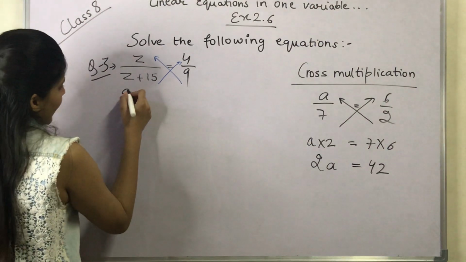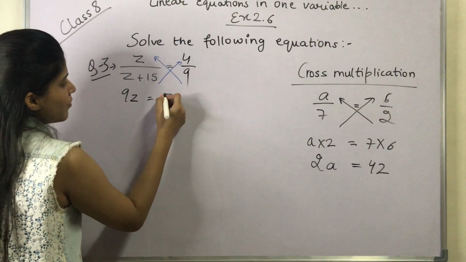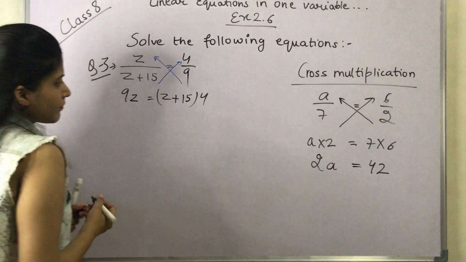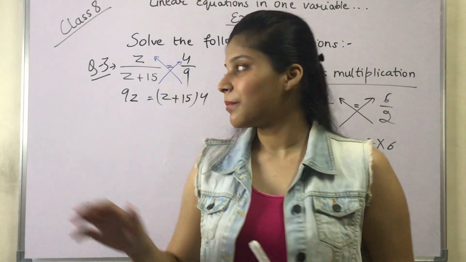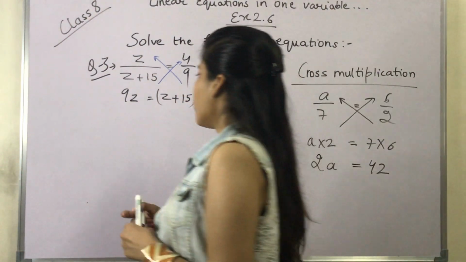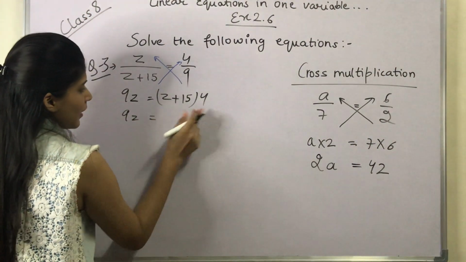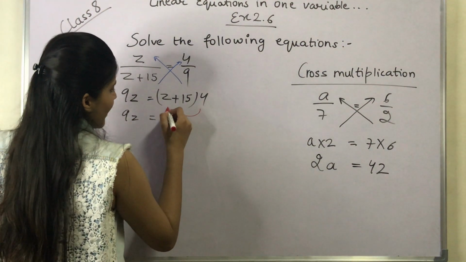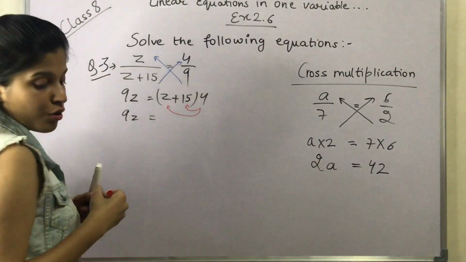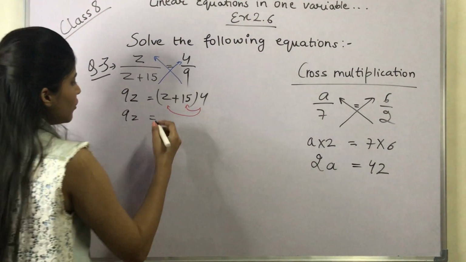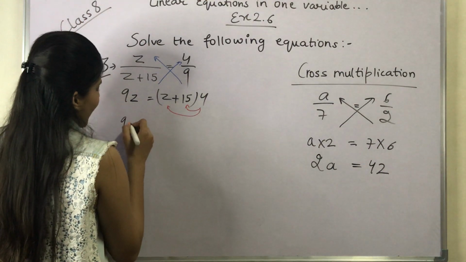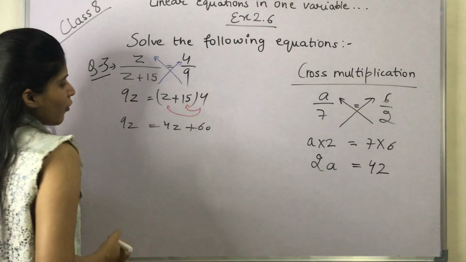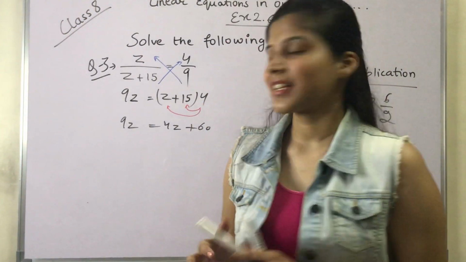So 9z equals z plus 15 into 4. Okay, we cross multiplied both the terms. Now 9z equals 4 into z, first we'll multiply 4 by z and then 4 will be multiplied by 15. So it will be 9z equals 4z plus 60. 4 15s are 60.